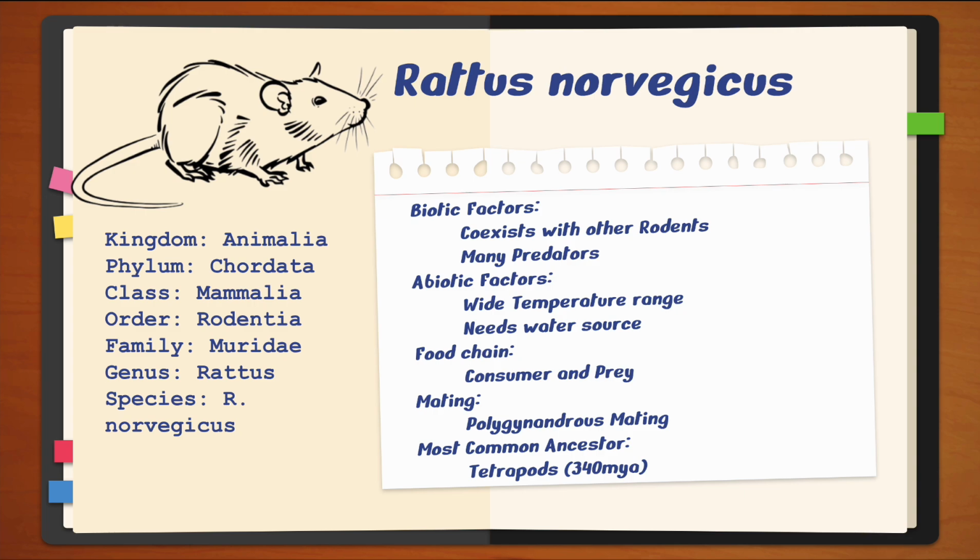Some of its biotic factors include its ability to coexist with other rodents and the fact that it has many predators. Its abiotic factors include having a wide temperature range in which it can thrive, and the fact that it needs a water source. Its role in a typical food chain is consumer and prey, and it has polygynandrous mating. Its most recent common ancestor are the tetrapods from about 340 million years ago, its point of origin.